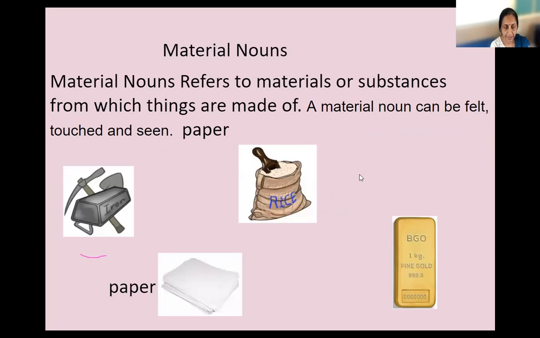Now we have another type of noun which are called material nouns. Material nouns refer to materials or substances from which things are made of. A material noun can be felt, touched, and seen, unlike the abstract noun. Like you see, paper, iron, rice, gold. So these are nouns which name the material a thing is made of.